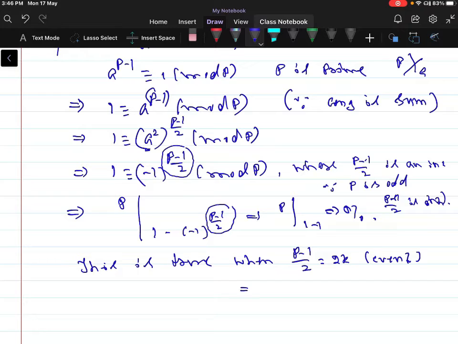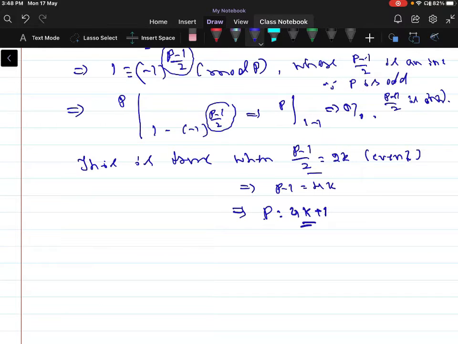Now this implies that p minus 1 is equal to 4k; 2 goes to the right-hand side. So this implies p is equal to 4k plus 1. So this implies p is congruent to 1 modulo 4. You can observe that when p is divided by 4, the remainder is 1. So 4 divides p minus 1, and this can be written as p is congruent to 1 modulo 4.